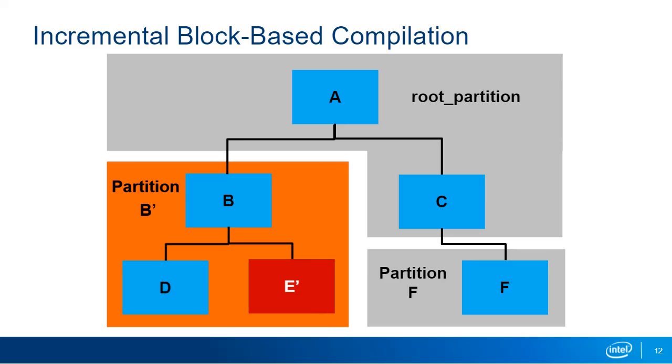The compilation database information for the root partition and partition F could be reused to decrease compile time and retain their performance numbers. If it turns out that block E requires a lot of editing, it might be a good idea to set it as its own partition. That way, blocks B and D would be preserved and would not need to be recompiled every time there was a change in E.